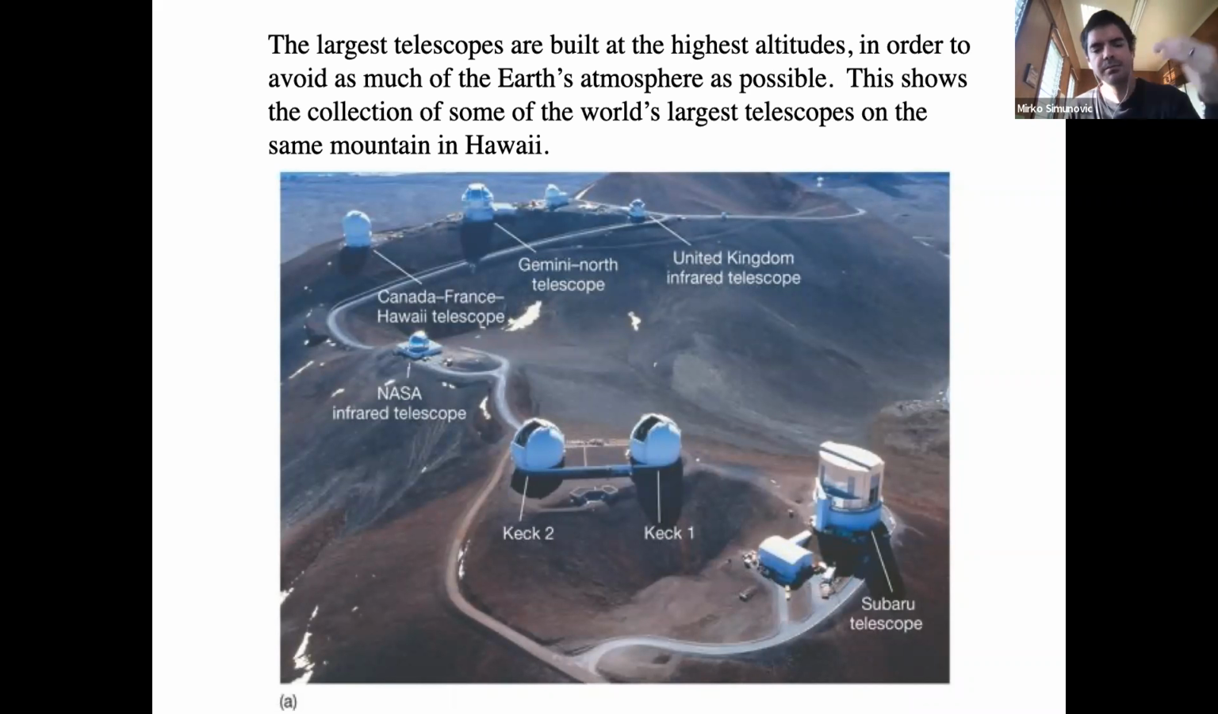And they are built on top of the summit of Mauna Kea, because the higher you build your telescopes, the more you are above a larger amount of the atmosphere. That's why you want to build them at the highest altitude, in order to avoid all the atmosphere that you can, right? And so now this leads me to the concept of the resolution of the telescopes.